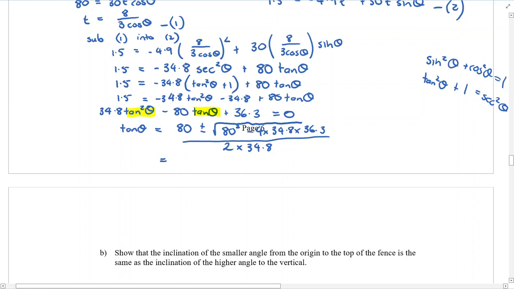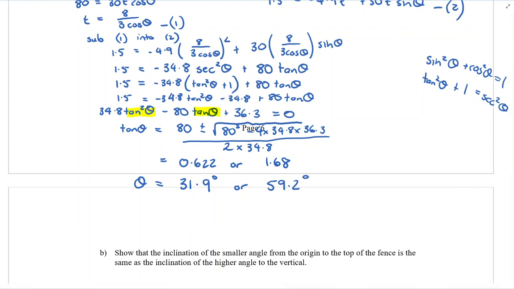That will give you 0.622 or 1.68 for tan theta. You will then still need to inverse tan to get the two angles, which will be 31.9 degrees or 59.2 degrees. Big question. But that's not the end of the question. There's still a part B and a part C on the next thing. There's only one question that we had to do today. It's a massive question.